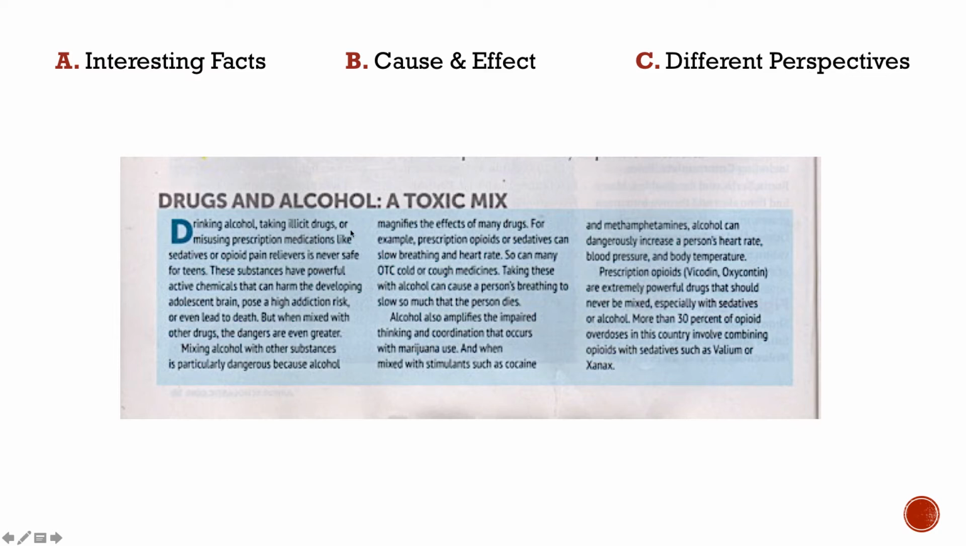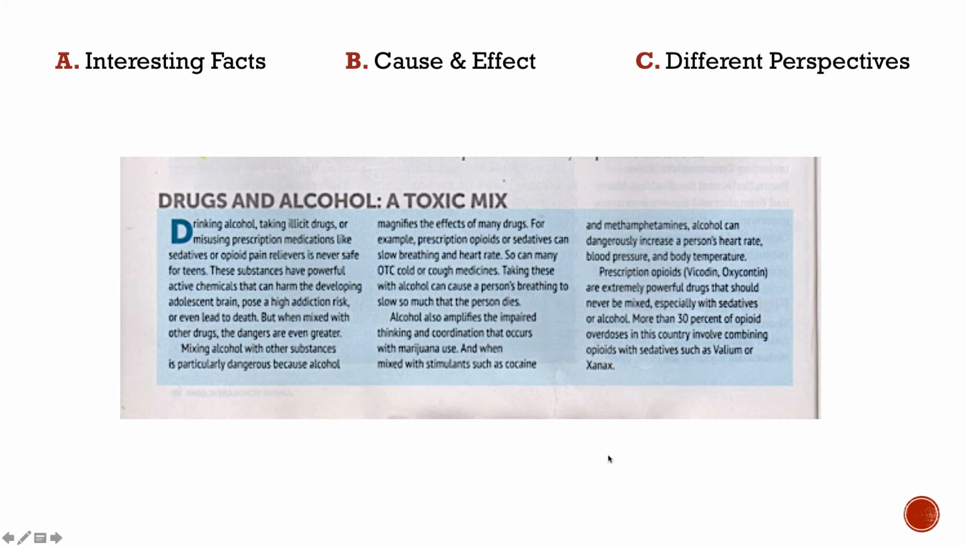Drinking alcohol, taking illicit drugs, or misusing prescription medications like sedatives or opioid pain relievers is never safe for teens. These substances have powerful chemicals, active chemicals that can harm the developing adolescent brain, pose a high addiction risk, or even lead to death. But when mixed with other drugs, the dangers are even greater. Mixing alcohol with other substances is particularly dangerous because alcohol magnifies the effects of many drugs.